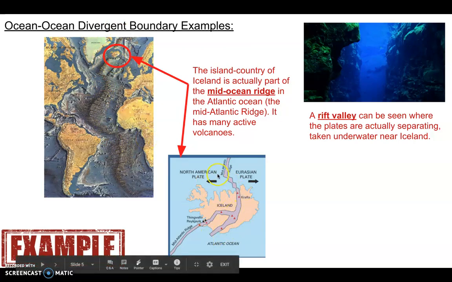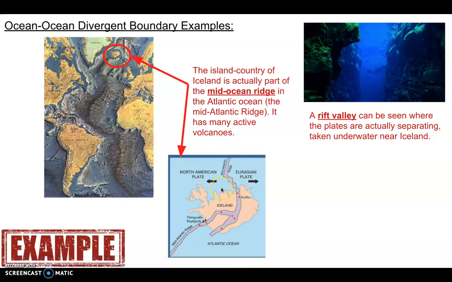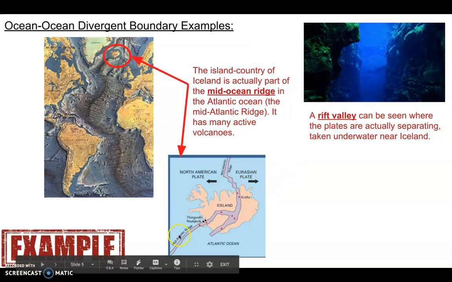Iceland is right on the North American plate and the Eurasian plate. The North American plate is moving to the west, and the Eurasian plate is moving to the east, and the mantle underneath those plates can bubble up and form these mountain chains, these volcanic mountains. You also have those mid-ocean ridges split to make a rift.